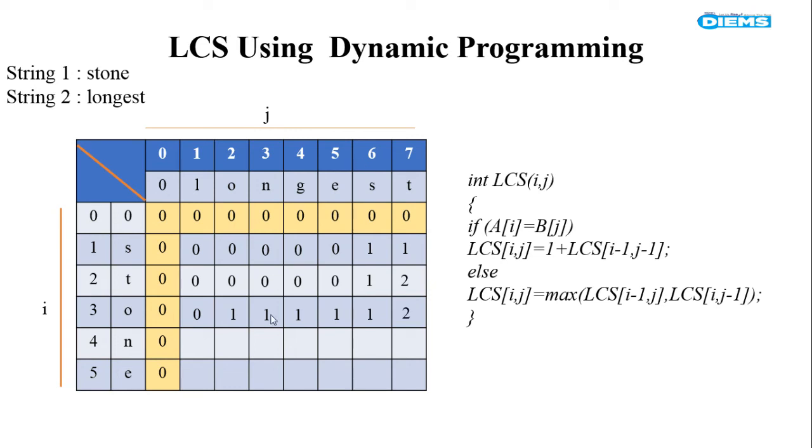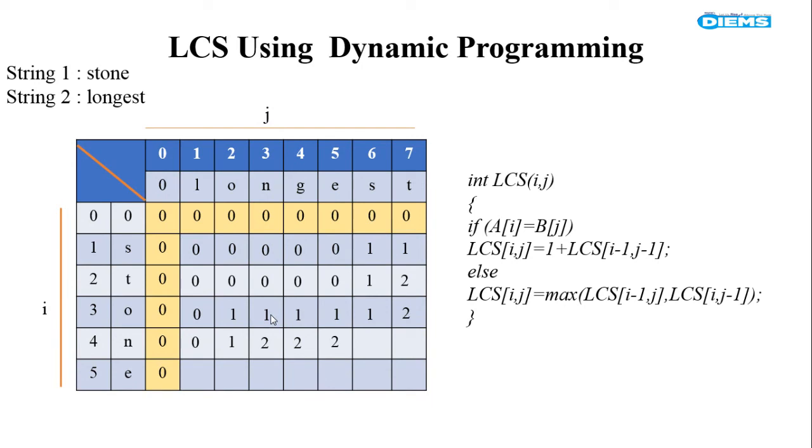It is N. N will be compared with L. Not matching, 0. Maximum value between 0 and 0. Now N with O. You have to choose diagonally in forward direction, 0 and 1, which is the maximum value. It is 1. N and N, you have to take 1 plus the result of call LCS of i minus 1 comma j minus 1, that is diagonally backward. So you will choose 1. 1 plus 1 is 2. Then N and G. You have to choose the maximum value diagonally forward direction, 2 and 1. Maximum is 2.